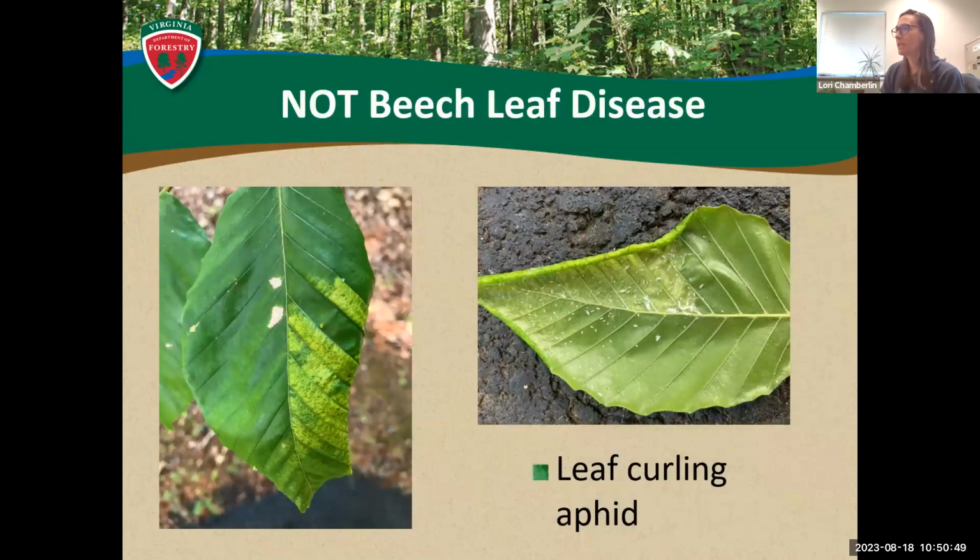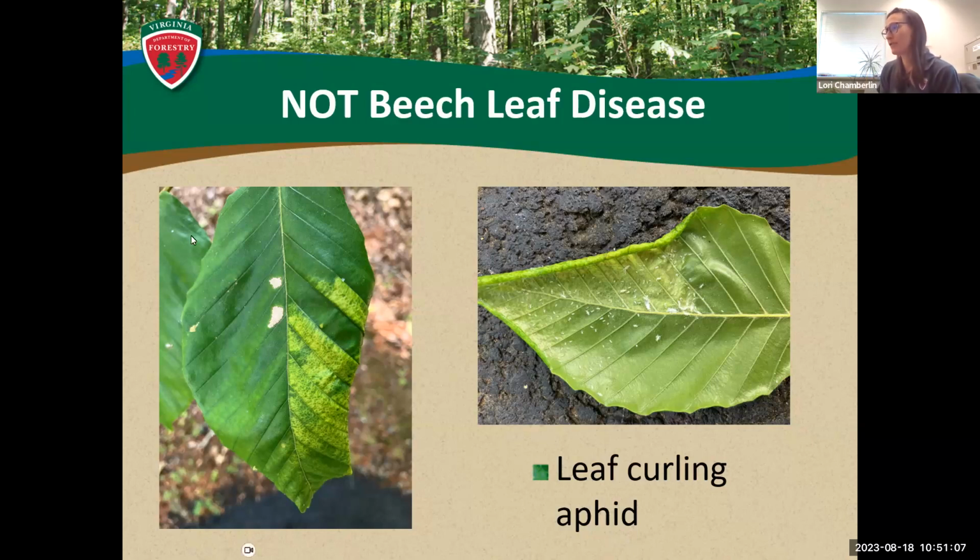Now, when you start looking for beech leaf disease, you're going to notice a lot of different things on beech leaves. And so I wanted to show a few photos of things that are not beech leaf disease. And the first one is aphid damage. And so I see this a lot.